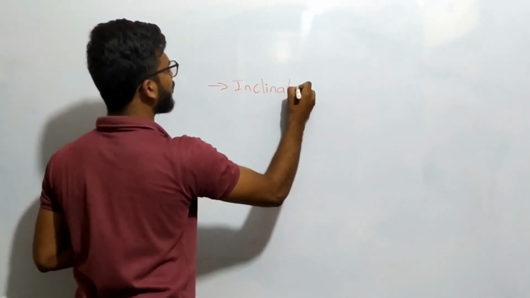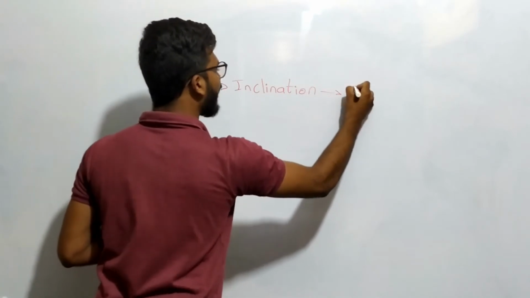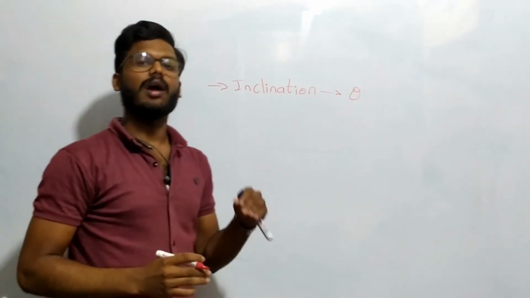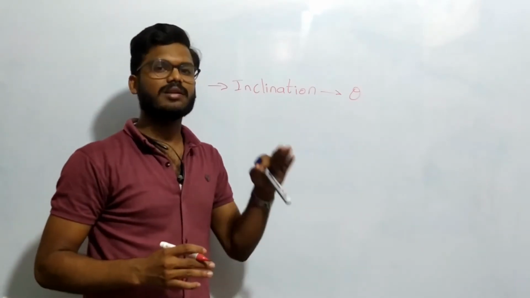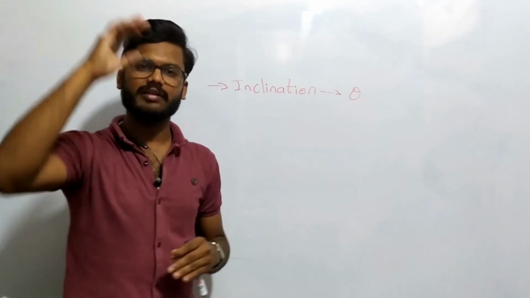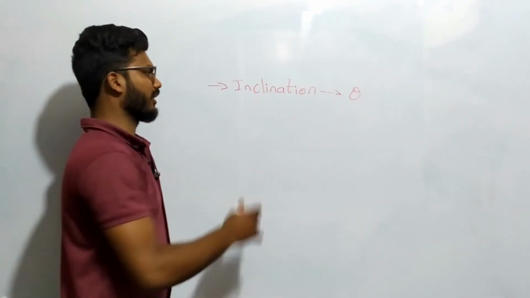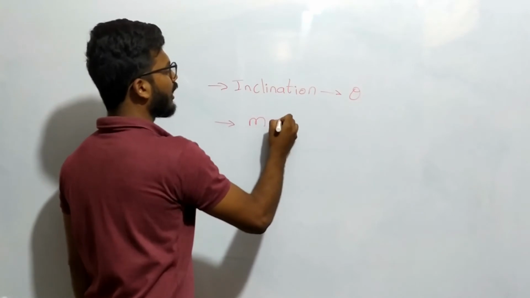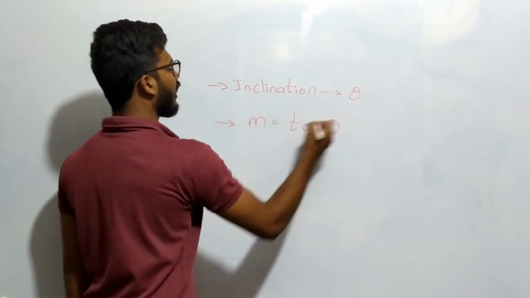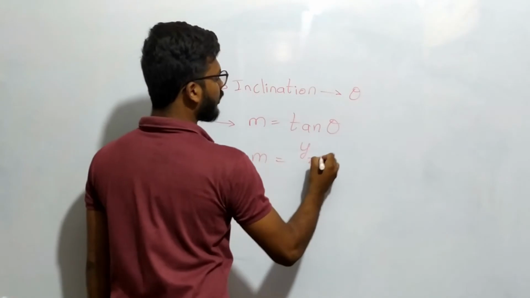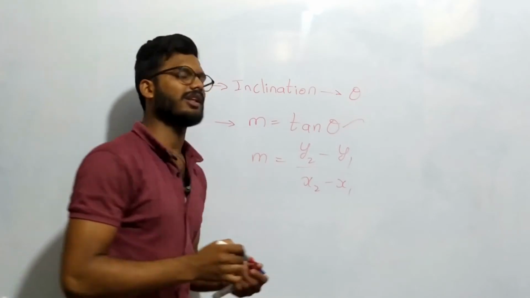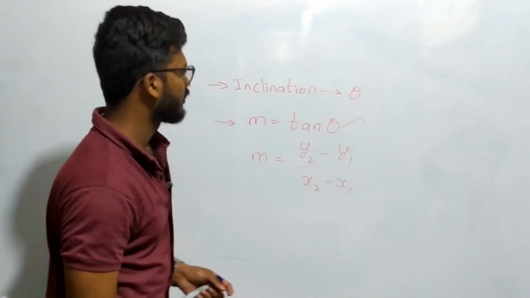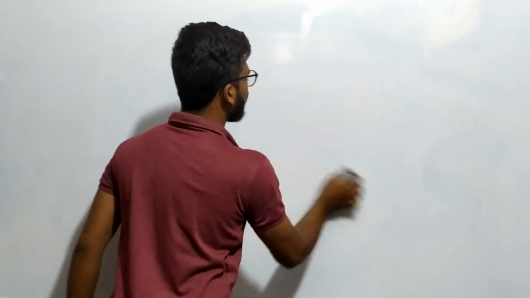Inclination is nothing but the angle made by the part of a line above the x-axis with the positive direction of the x-axis. That is the inclination. And slope, m is equal to tan theta, and another one is m equal to (y2 minus y1) by (x2 minus x1), where theta is nothing but the inclination. These are the concepts about inclination and slope.